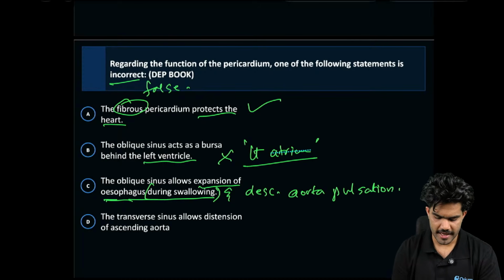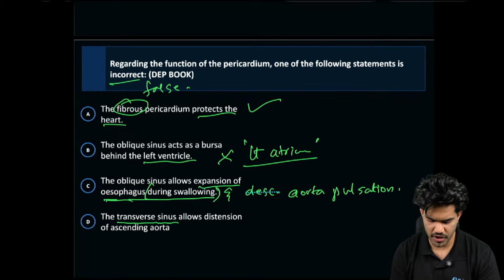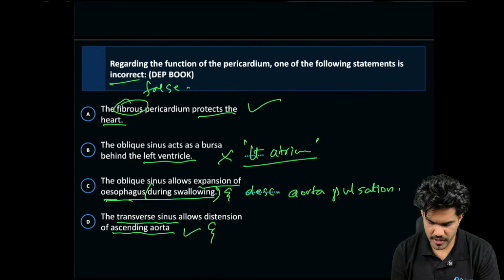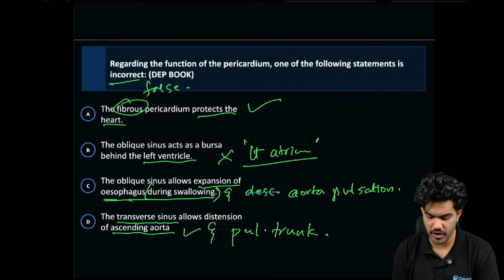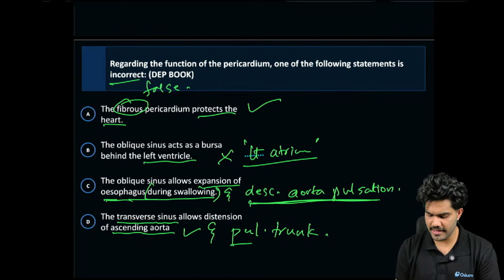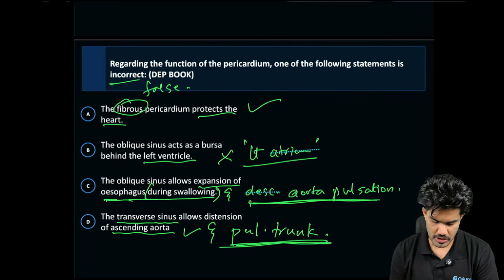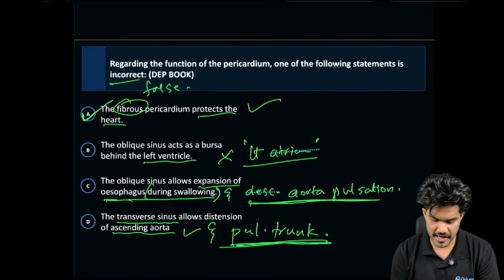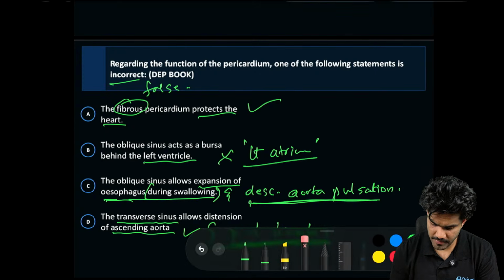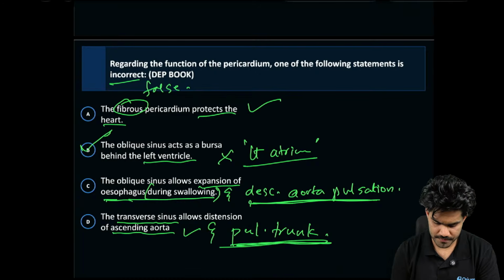Okay. Next, the transverse sinus allows the distension of ascending aorta. Distension of ascending aorta. Yes, it's true. And also it has what? Distension of pulmonary trunk also. Add this because tomorrow in exam they can ask about these things. Okay. So the wrong statement will be, sorry, yes, this is the right statement. The wrong statement will be B.